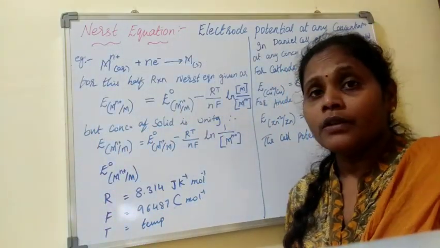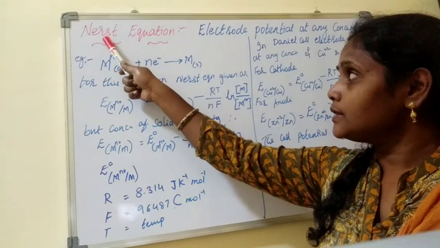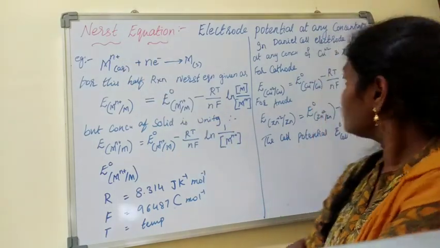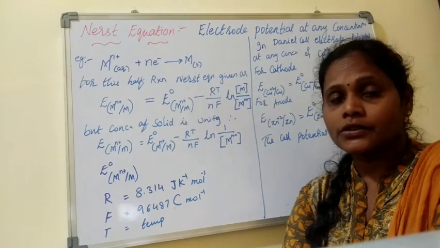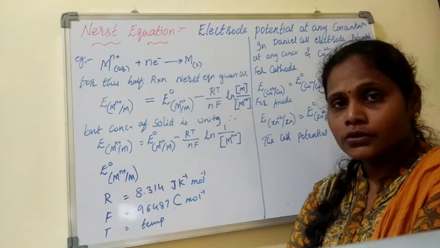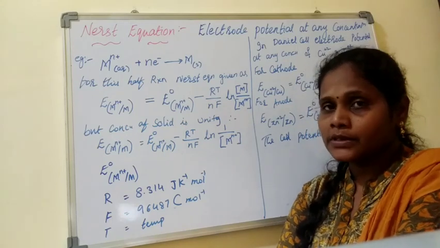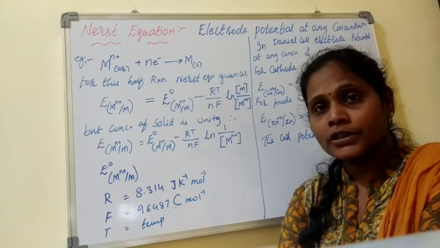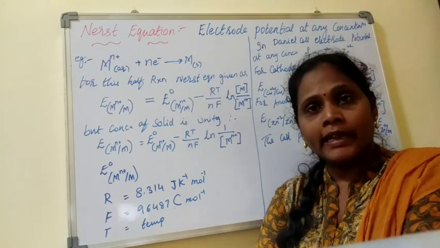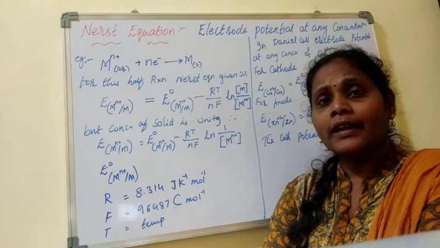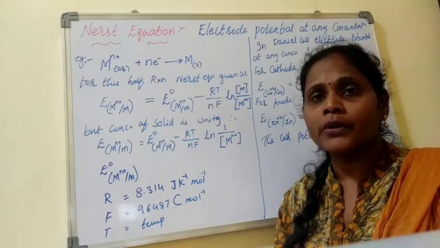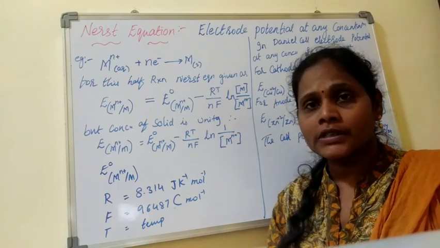We will continue for the next topic, that is the Nernst equation. Nernst equation: electrode potential at any concentration to be calculated. Hydrogen electrode we have used to identify any substance or element's standard electrode potential. That means only 1 molar and at 298 Kelvin only. But in general, electrochemical cells don't use 1 molar only. Different concentrations can be used.